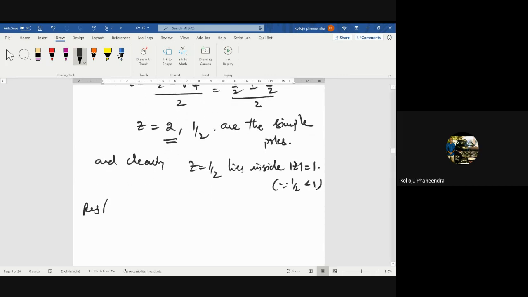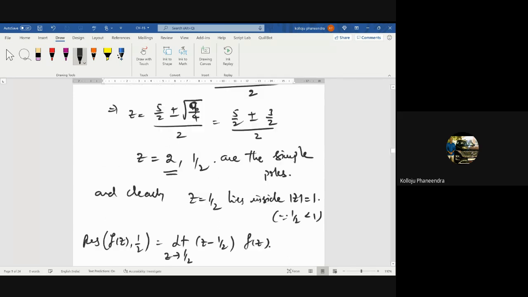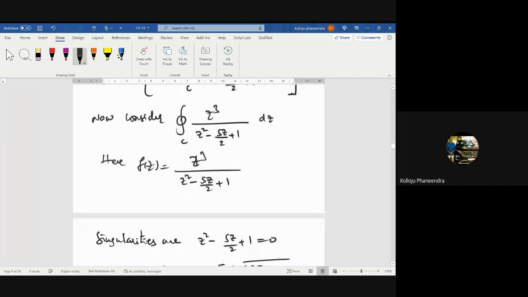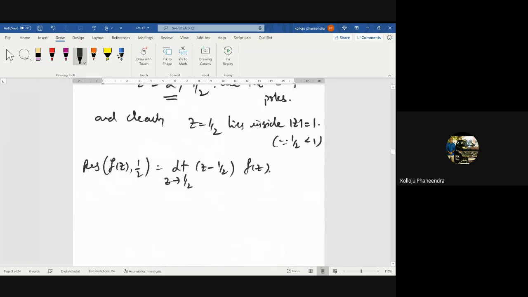So find the residue at this point, f of z at 1 by 2. Simple pole formula: limit z tends to 1 by 2 of z minus 1 by 2 into f of z. Done. What is f of z? z cube by z square minus 5z by 2 plus 1. This is equal to limit z tends to 1 by 2, z minus 1 by 2, z cube by z square minus 5z by 2 plus 1.